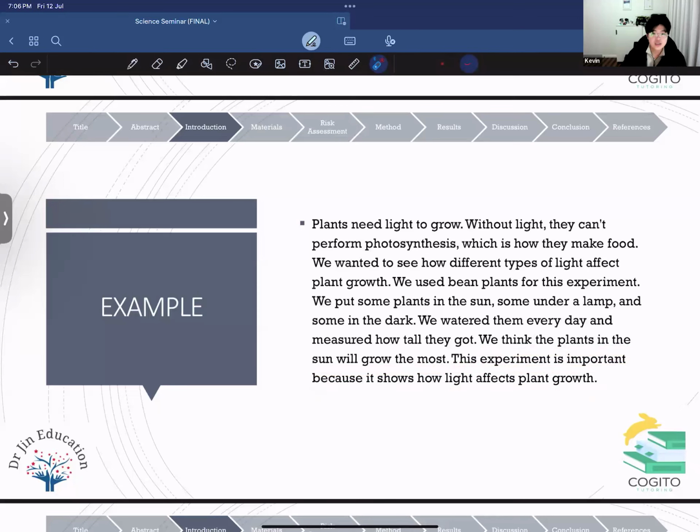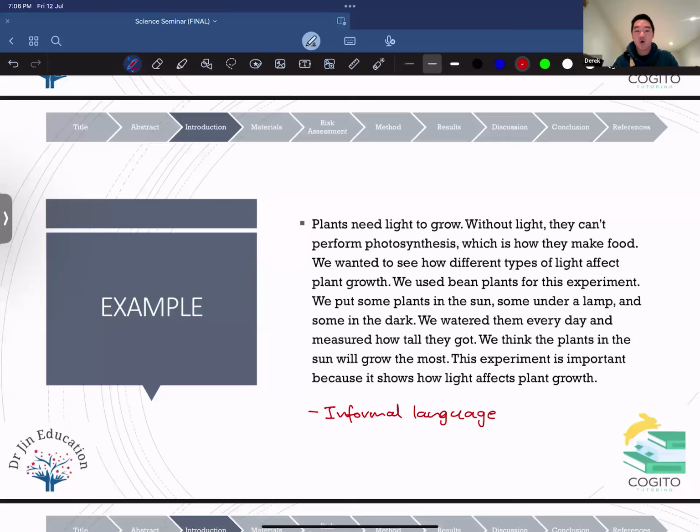Okay, now let's choose someone new. Derek, what do you think about this one? Okay, so this one is not the best one, I'd say, because it uses informal language. It says we used, we put, we think. Okay, that's pretty good. And something to add for we think.